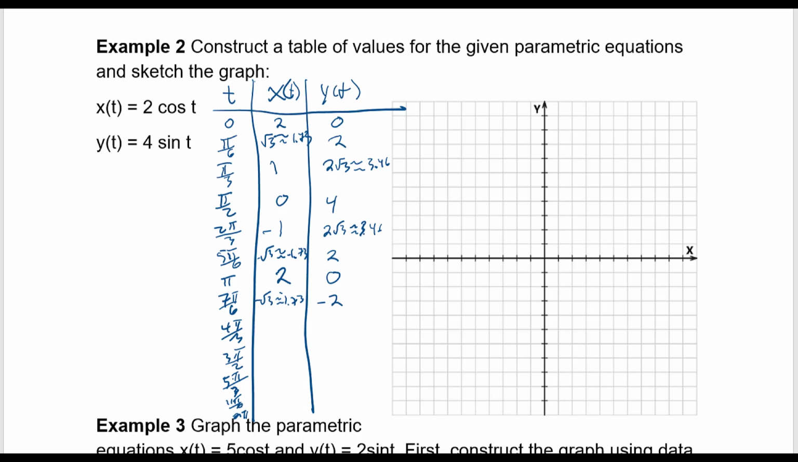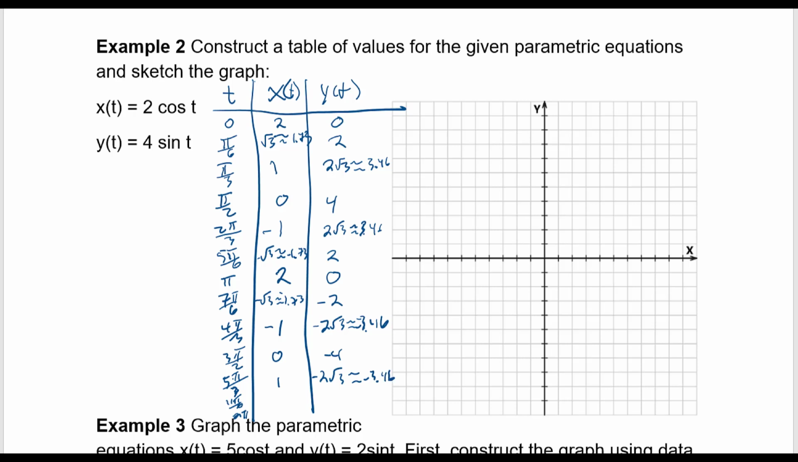4 pi over 3 is going to be negative 1. And this would be a negative 2 root 3, so it's approximately negative 3.46. And then 3 pi over 2, we get 0 for the cosine part. The sine part is going to be negative 1 times 4 is negative 4. Now this last part, cosine is going to be positive, sine is going to be negative. For 5 pi over 3, cosine of 5 pi over 3 is going to be the 1/2. So 2 times that is 1. And then for sine, we're going to get our negative 2 root 3. That's 4 times sine of that, which is approximately negative 3.46.